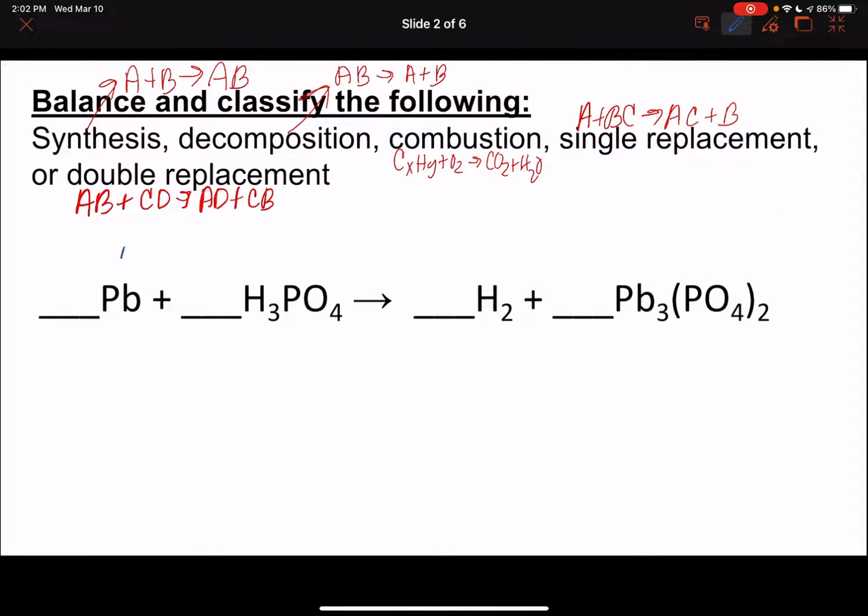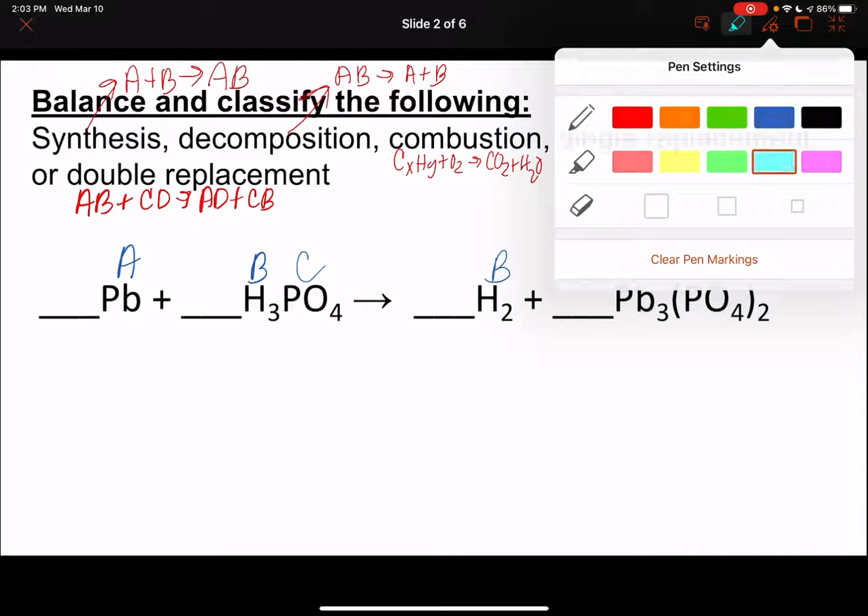So we see Pb as A, H is B, PO4 is C. Now notice that B is by itself and A is now with C. So this would be an example of a single replacement because we have one switch. So now let's balance it.